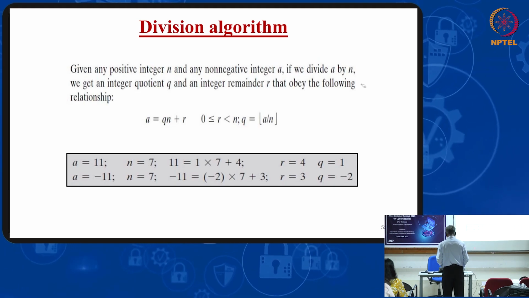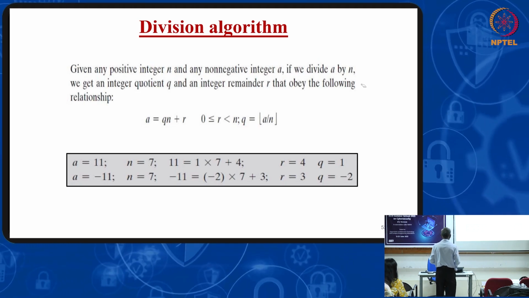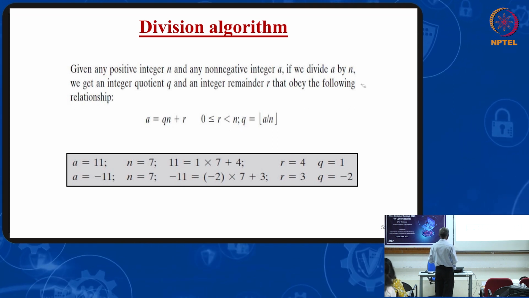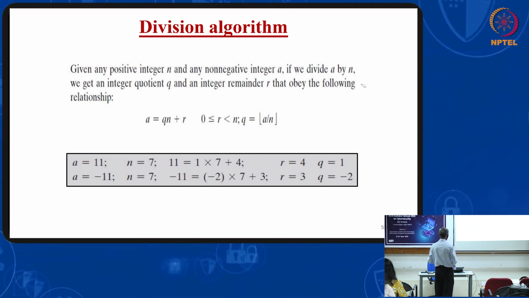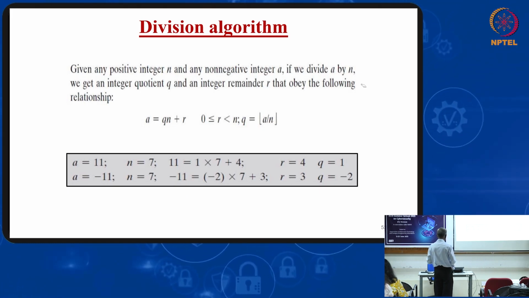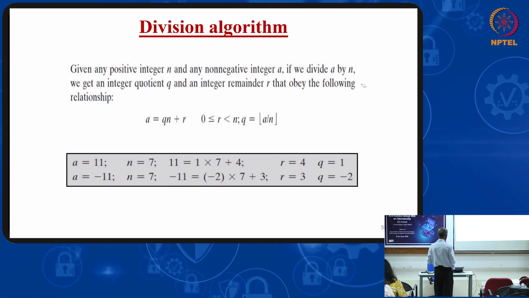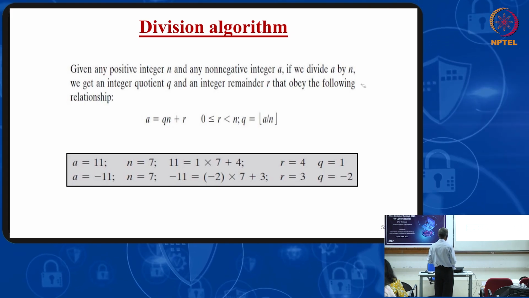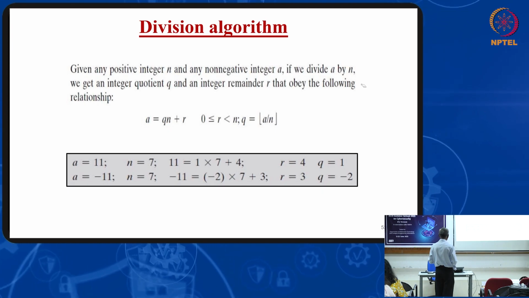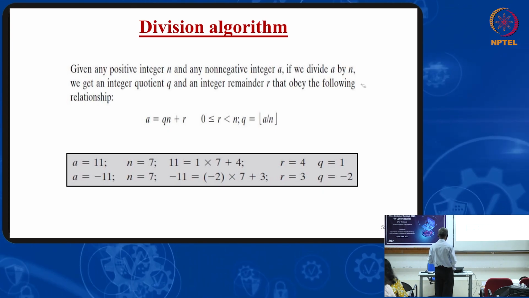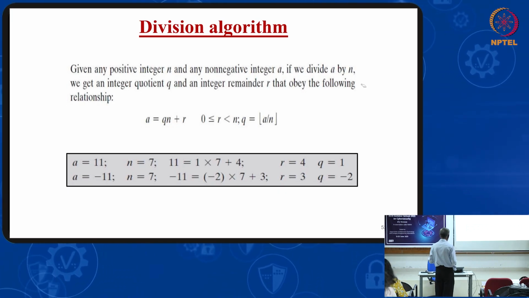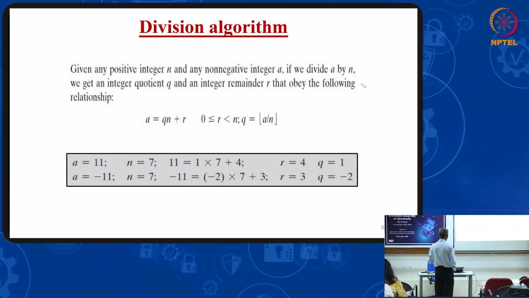Now we can write a equal to 11, n equal to 7. 11 can be written as 1 into 7 plus 4. Since if we divide 11 with 7, we get quotient 1, remainder 4. So remainder equal to 4, quotient equal to 1. The next case, a equal to minus 11. Here the remainder equals 3 and the quotient equals minus 2.